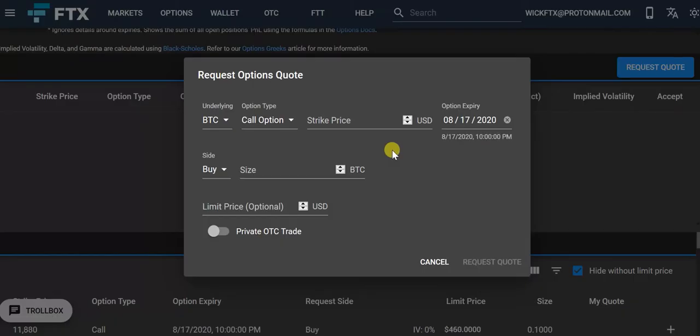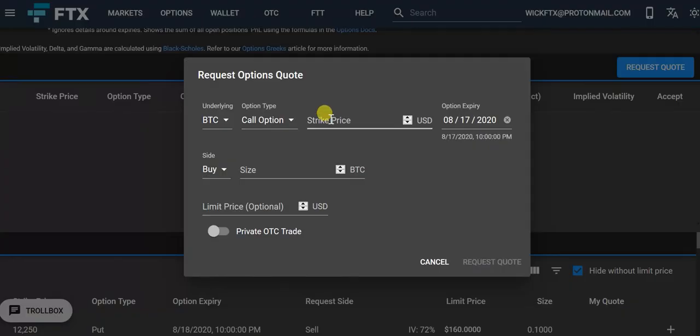Once you have looked at your charts and you've got your bias and you've got your levels, then you're going to click on Request Quotes. It's going to pull up this order box. And this is where you're going to place your option trades. You're going to pick your underlying. You're going to pick your option type, calls or puts.